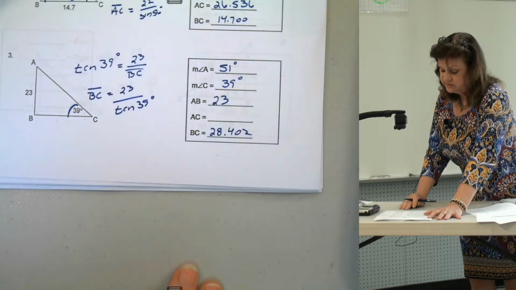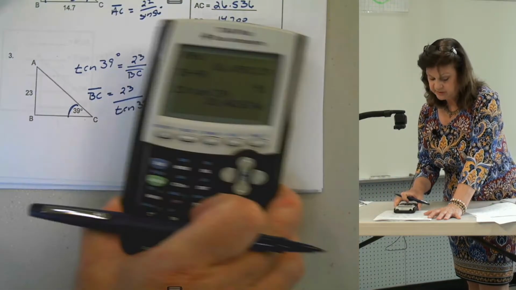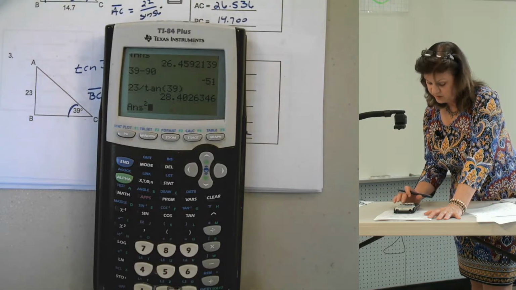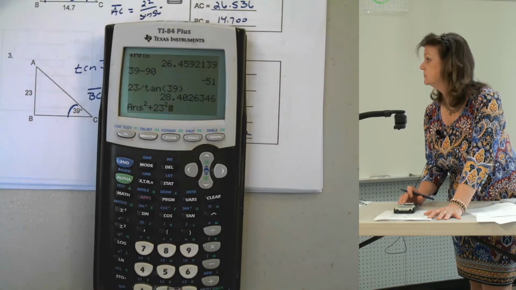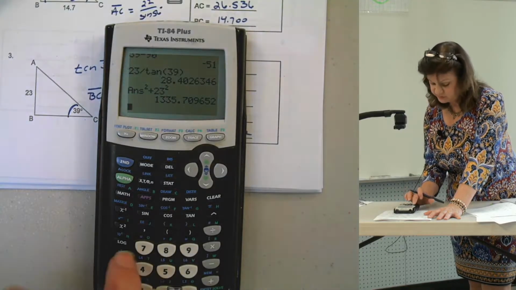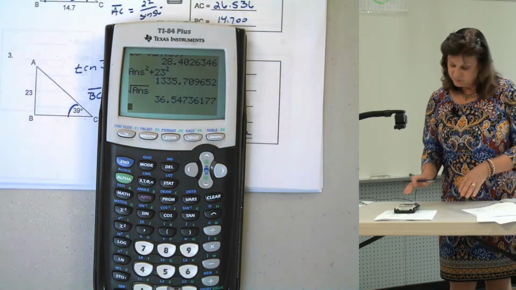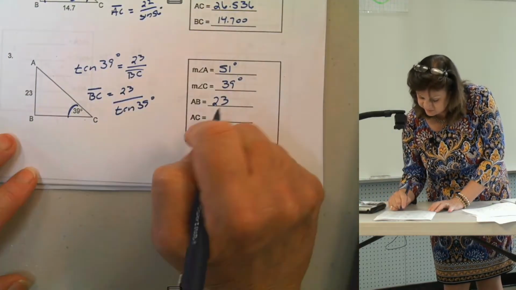And at this time, I think I'm just going to go straight into Pythagorean's theorem. I'm going to square that. I'm going to add 23 squared to it. And I'm going to take the square root, of course. And I've got 36.547 as my length of AC.